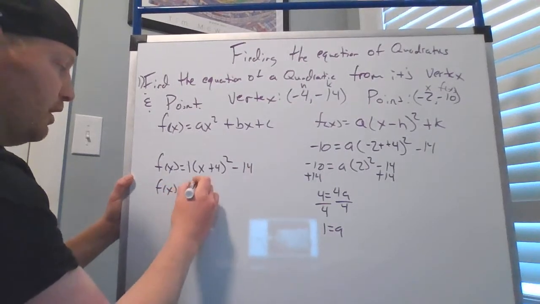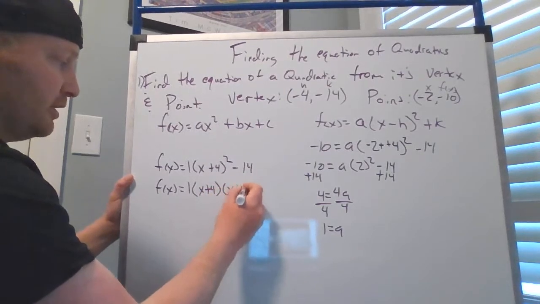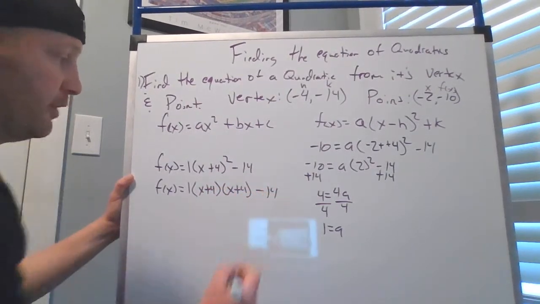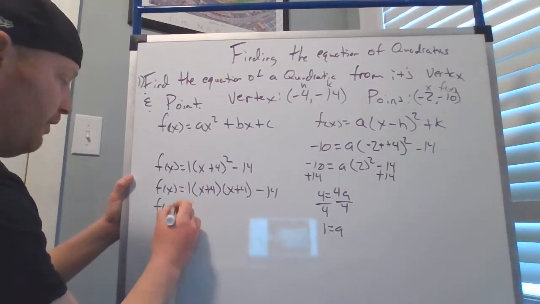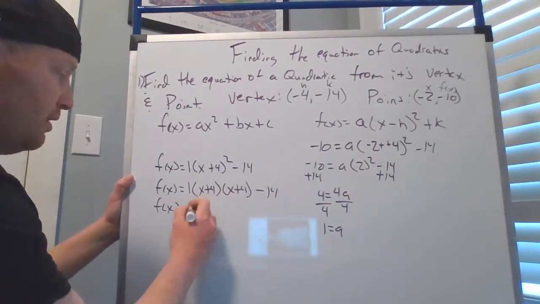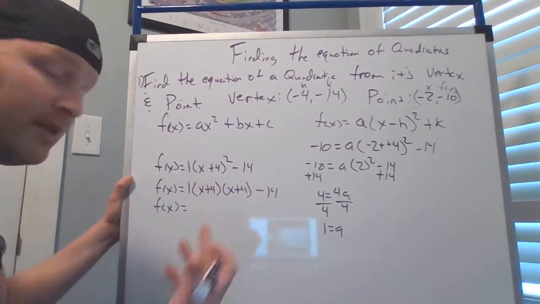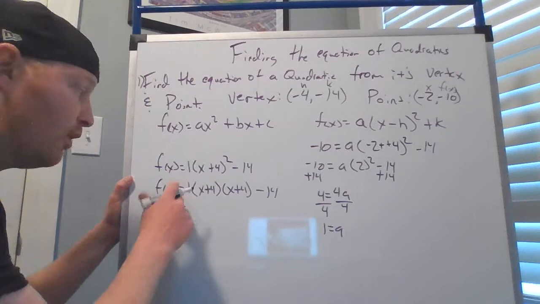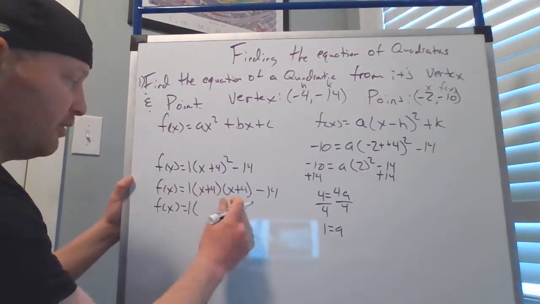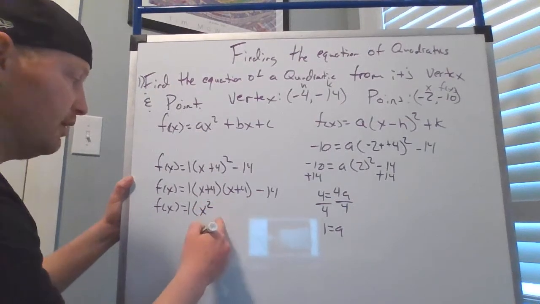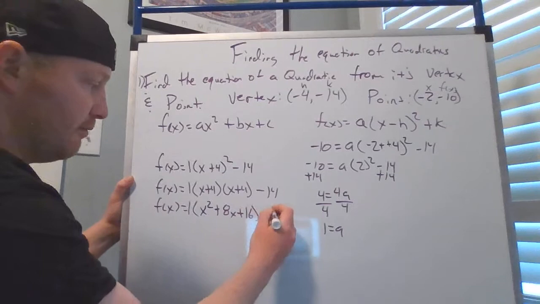f of x equals 1 times (x plus 4) times (x plus 4) minus 14, okay? As I continue my work, I carry out FOIL, and 1 times all of this will just be whatever this product is, so we don't need this 1 anymore. But I'm doing that so you guys can see in case this number is not 1, you do this at the very end. All right, so I'll just do that for you. This is all going to be x squared plus 8x plus 16 minus 14.